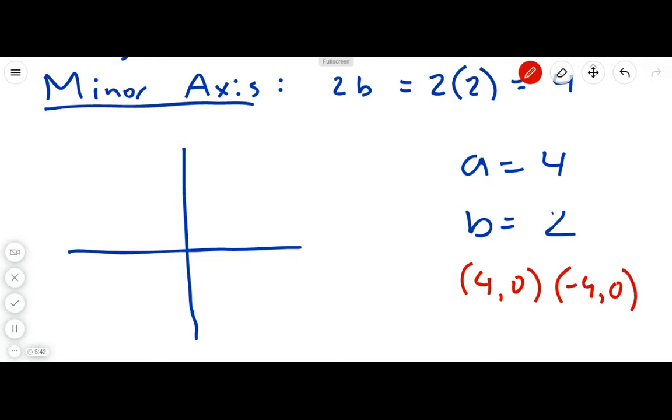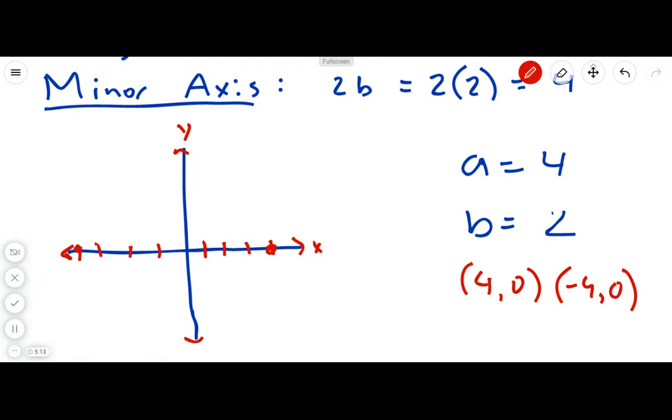So this is the y axis, this is the x axis. Okay, so we have 1, 2, 3, 4. That's our vertice. Then negative 1, negative 2, negative 3, negative 4. That's our other vertices. So we have this one.